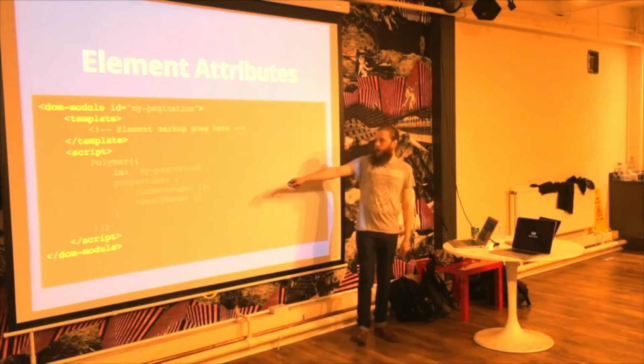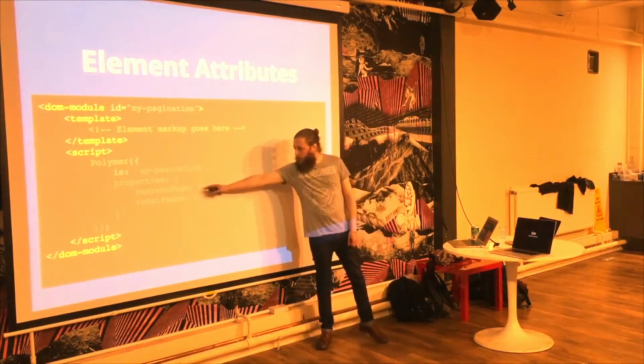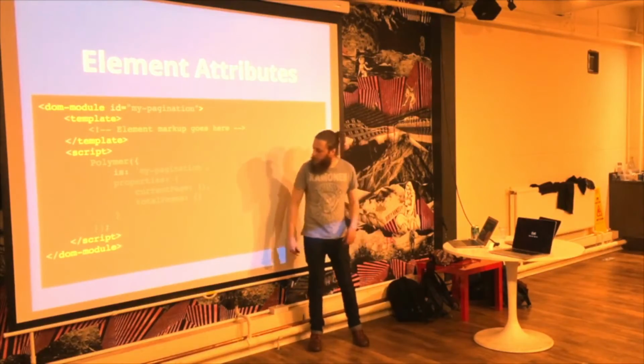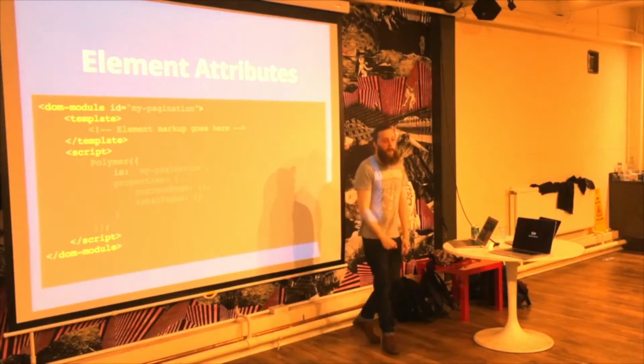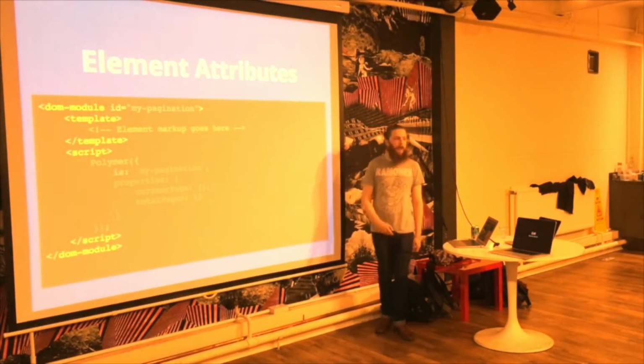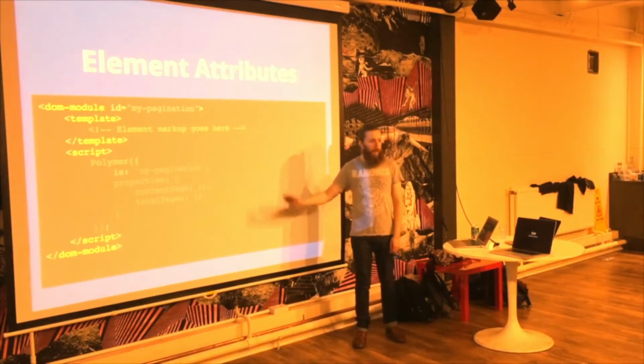So current page and total page are the properties we're going to pass through. Inside these, I'm not used to being able to touch your screen, it's really close. Inside this object here, you can specify a type, so you can say whether you want it to be a string, a number, a boolean, all sorts. You can say whether it's required.